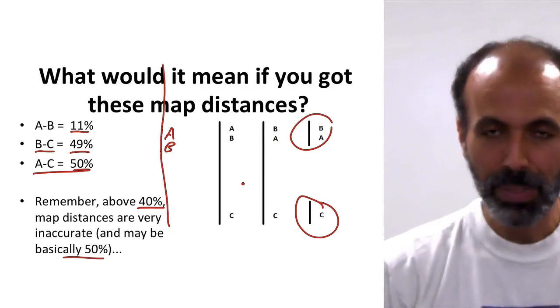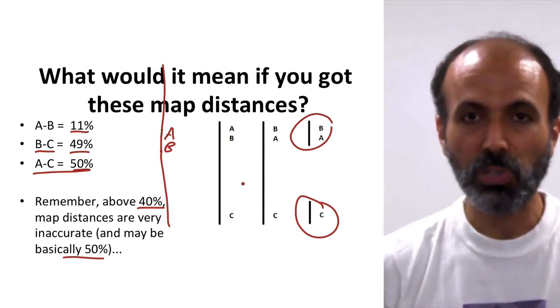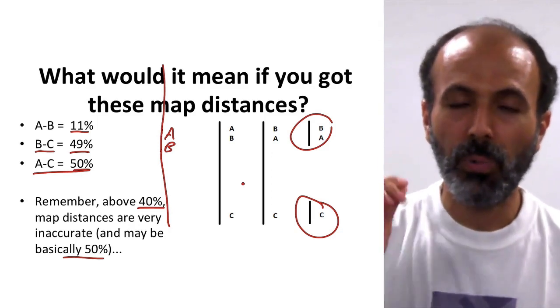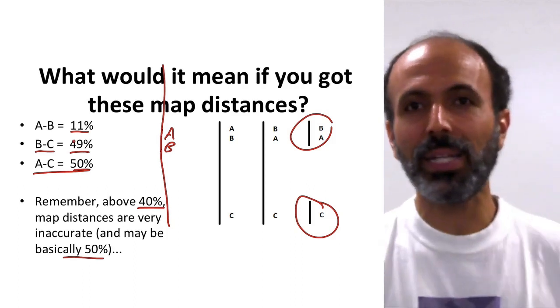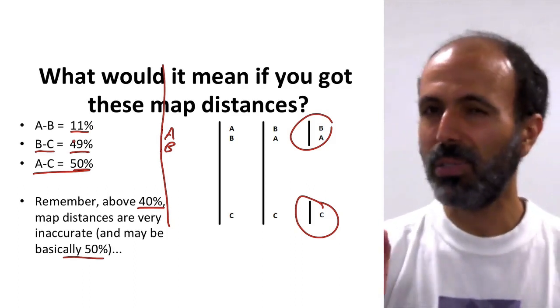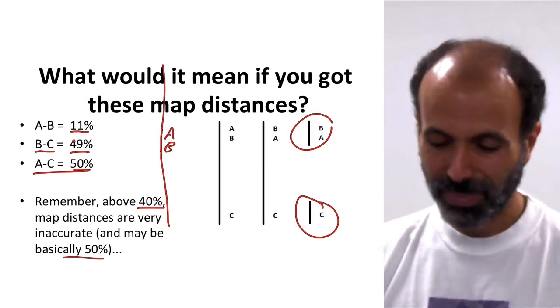I just want to emphasize that because some people use these numbers as though they have this absolute precision to them, but we're actually measuring rare events. So when you get something on the order of 49%, or really anything above about 40%, don't have too much faith in that number. Okay?